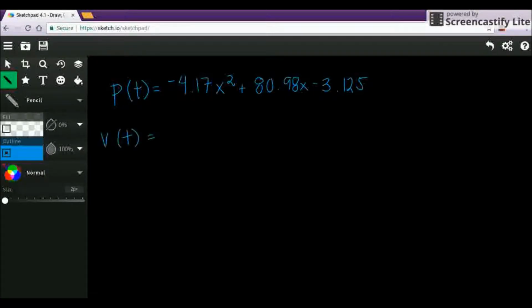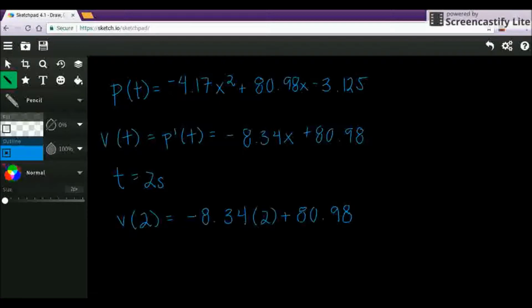We know that the position of the ball is given by this function. We want to know the ball's velocity. We do this by taking the derivative of the position to get v of t. V of t is negative 8.34x plus 80.98. Let's say we want to find t equals 2 seconds. We plug that into the derivative and get 64.3 feet per second.